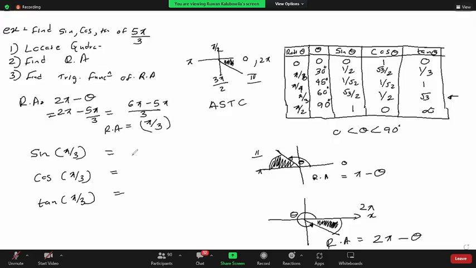Now you can simply find the values. Sine π over 3, right? Okay. This is root 3 over 2. Cos π over 3 is a half. Then tan π over 3 is equal to root 3. Right. Is that correct? Are these the answers for this question?